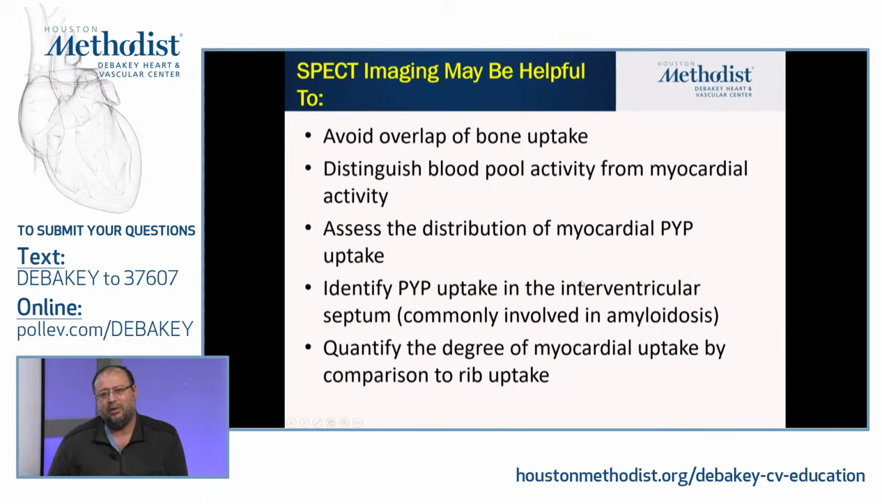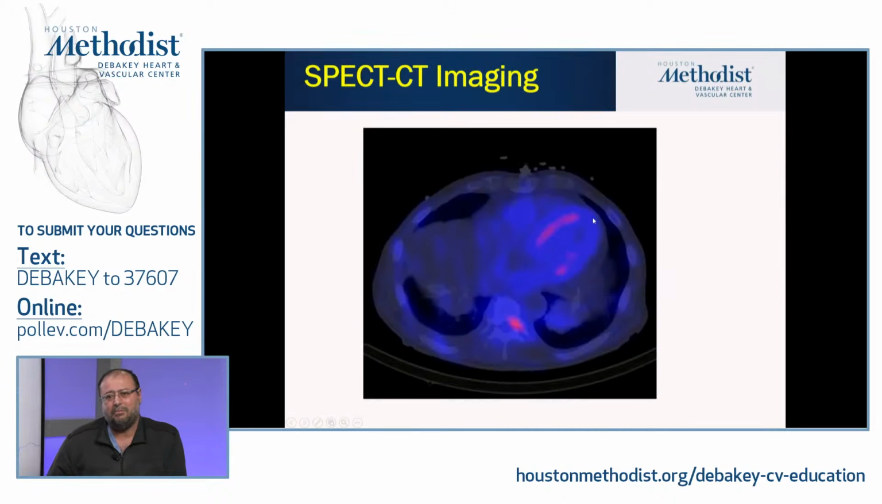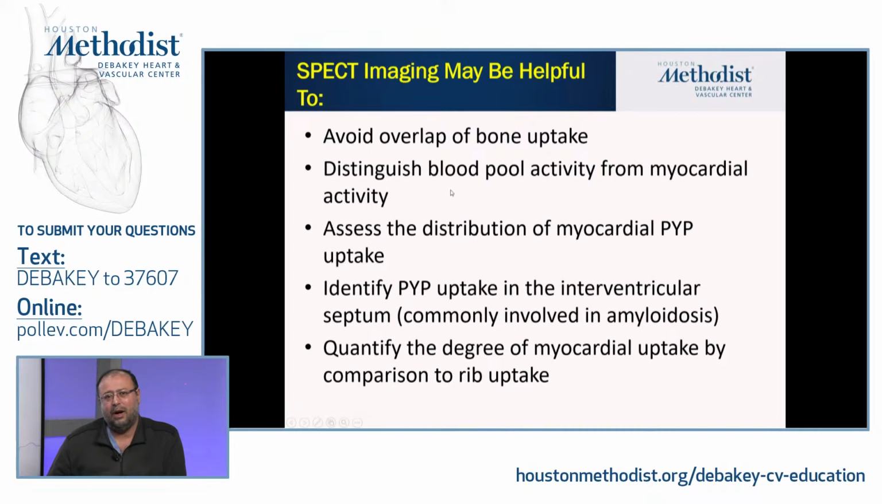So this is SPECT. We took it a step further and did it with SPECT CT, because we want to make sure that the uptake is coming, for example here, from the muscle itself, in the septum and in the basolateral wall. Why we prefer CT is because we want to avoid overlap with bone uptake. We want to distinguish blood pool activity from myocardium. That's an extremely important reason, and probably the main reason for the false positive studies that have been described.